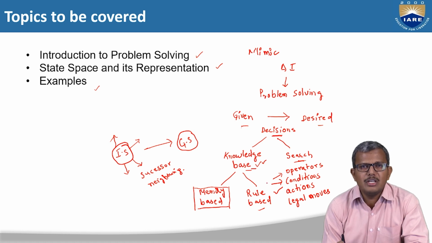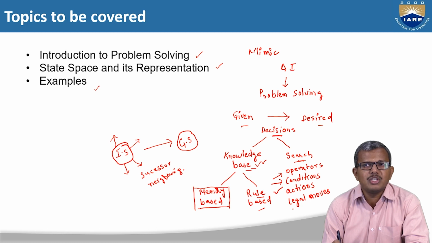So whenever such knowledge is available, we are going to convert that knowledge into rules. These rules can be an operator, some kind of condition, an action, or some kind of legal move. These we are going to apply in order to make decisions. So whenever we select an appropriate rule, our newly coming state will make the AI agent move towards the goal state. Okay, so this is the entire explanation we can give about this problem solving.